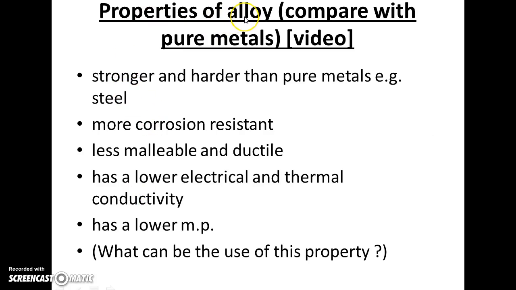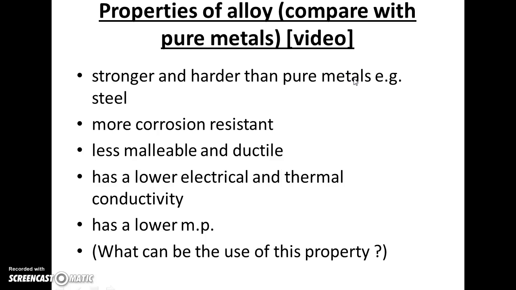So to make the alloy, we need to use a very high temperature to melt the metals in order to let them mix well. So that will be quite expensive. There must be some reasons for the scientists to do so. So let's investigate these properties. So for the alloys, it will be stronger and harder than the pure metals.